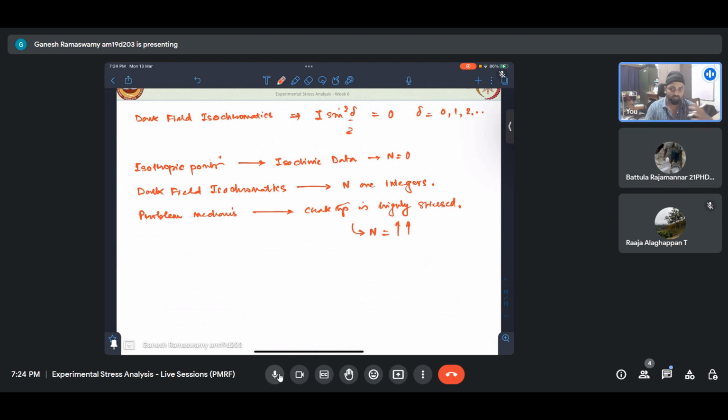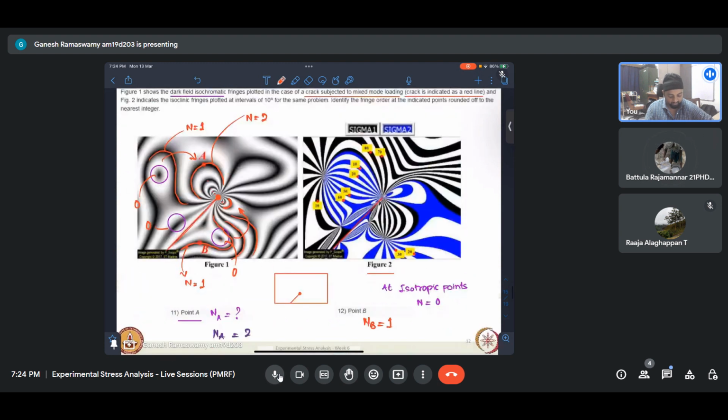Third is, how did we arrive at the fringe gradient direction from the mechanics of the problem? What this problem is saying is that there is a crack tip which is highly stressed. So once we know the fringe order where it is 0 and we move towards the crack tip, naturally my fringe order has to increase. So the identification of the problem mechanics tells me that the fringe gradient should be moving from the isotropic point to the crack tip in increasing direction. Is it clear, sir? Okay.